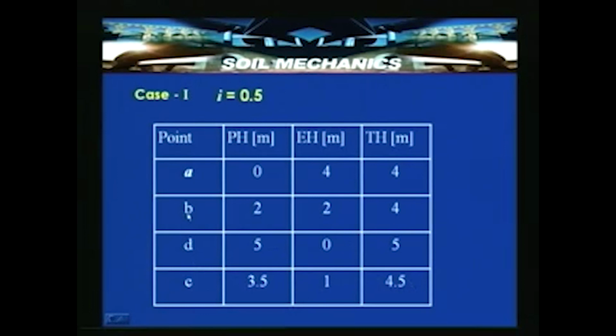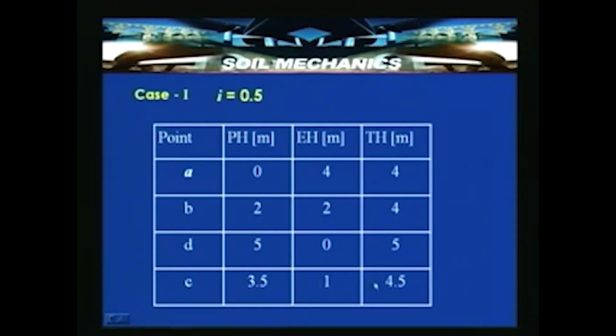So, that is what has been discussed here. B has a pressure head of 2 meters and an elevation head of 2 meters, so the total head will be 4 meters. In case of D, we will come to C later, the pressure head we said is 5 meters, because D is at the datum. So, elevation head is 0, and the total head is 5 meters.